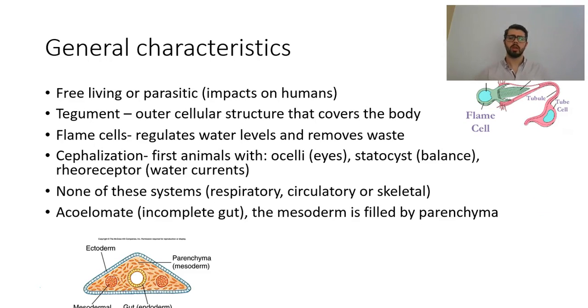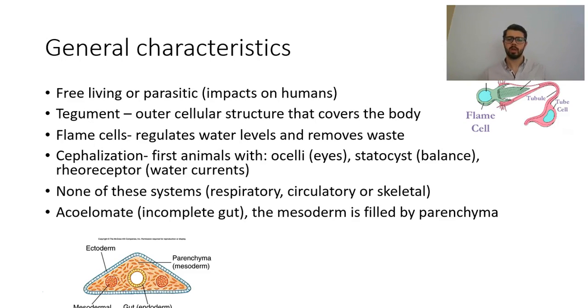Whenever we look at general characteristics, we can see that they can be both free-living or parasitic depending on the class. This means that they can have a variety of impacts on humans. The tegument is an outer cellular structure that covers their body. They have this one layer that's called the tegument, and this secretes a mucus that helps protect them.